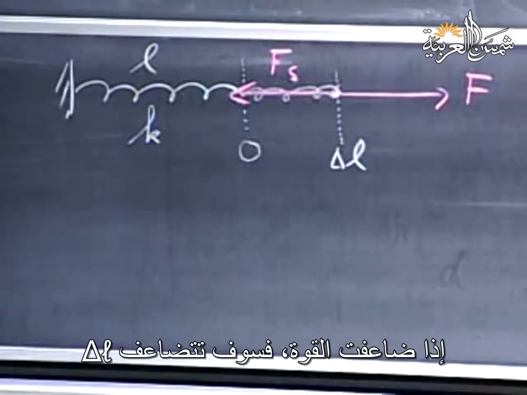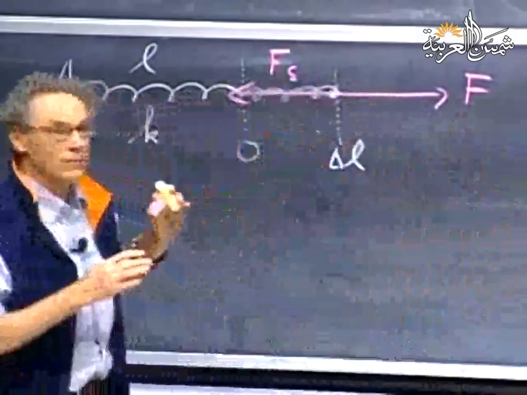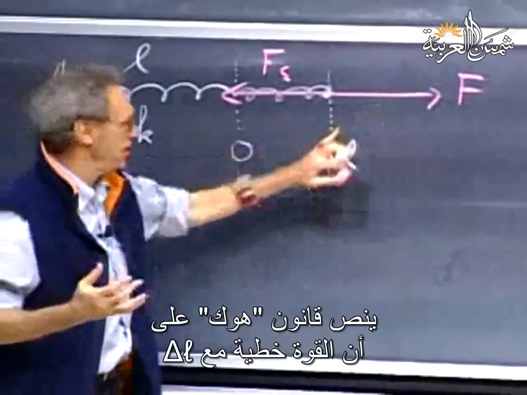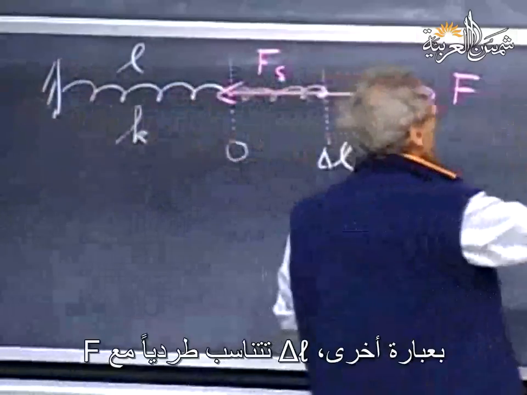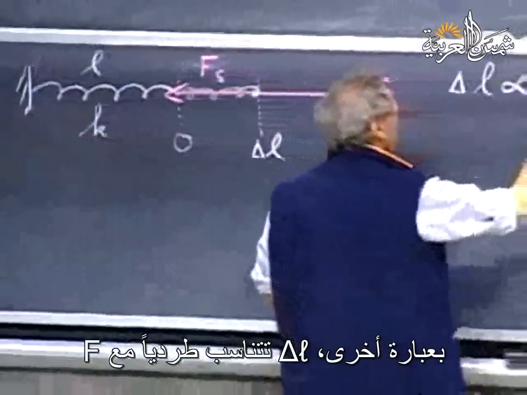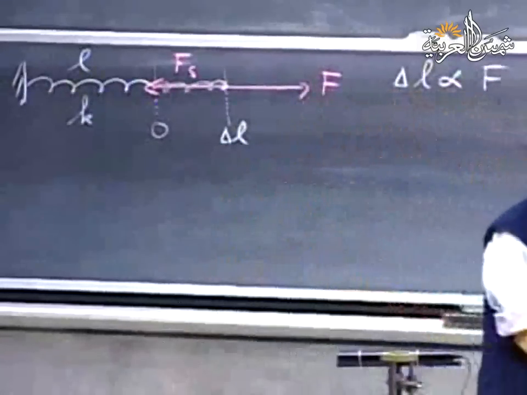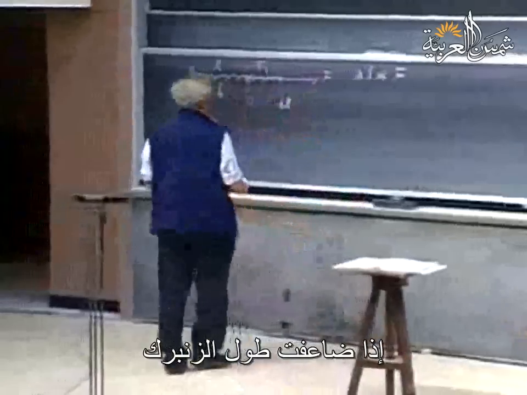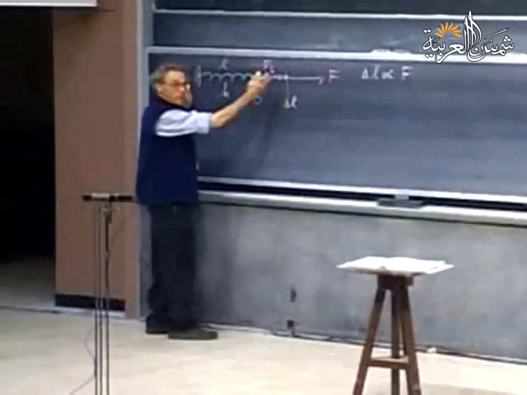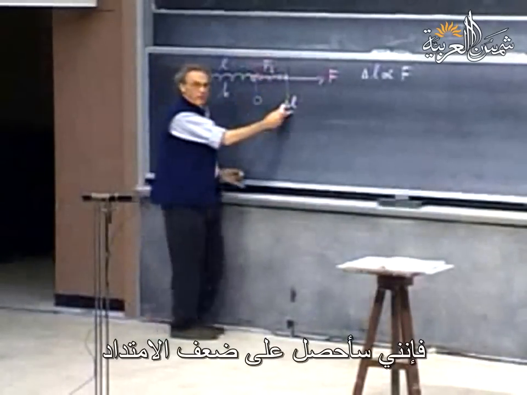If I double the force, delta L will double. Hooke's law says that the force is linear with delta L. In other words, delta L is proportional with F. Nothing new, as long as Hooke's law holds. If I make the spring twice as long, I would get double the extension.